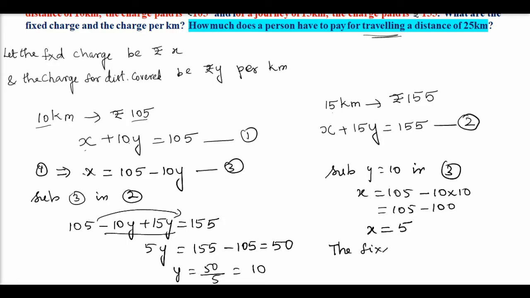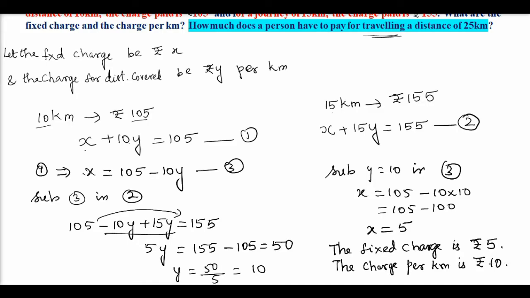The fixed charge is 5 rupees. Okay, so if you want to take the taxi, you should pay 5 rupees definitely, the fixed charge. And the charge per kilometer is 10 rupees. So if you want to travel 1 kilometer, you should pay 10 rupees.